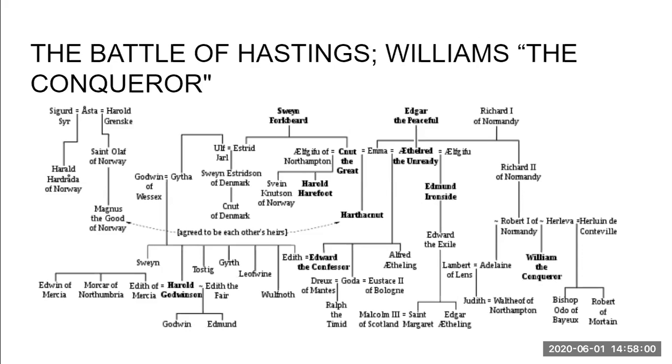And the last claim came from Harald Hardrada. He was a Viking king of Norway. Hardrada was a king of Norway and a direct descendant of the kings of England. He was related to King Canute, who was the King of England from 1016 to 1032.